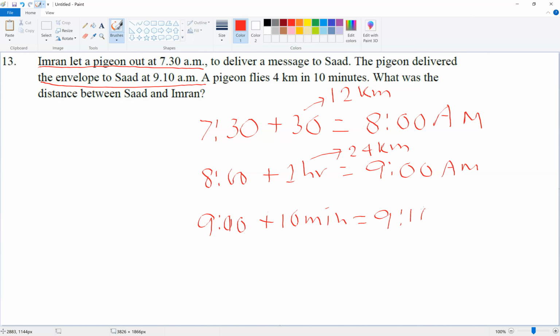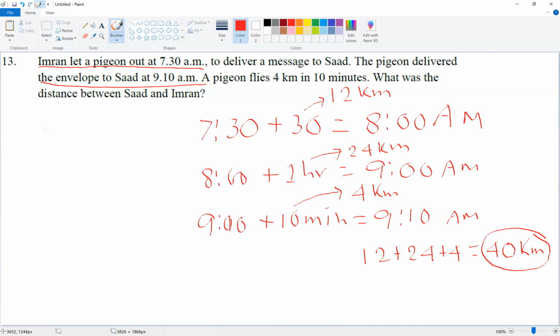That's 9:10. And that's 40 kilometers. So it's 12 plus 24 plus 4, which is 36 plus 4, which is 40 kilometers.